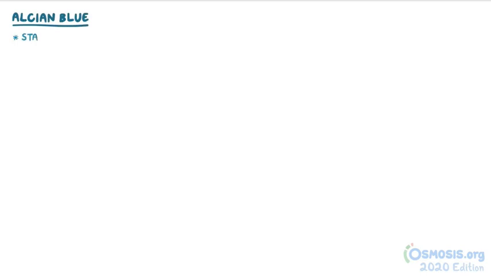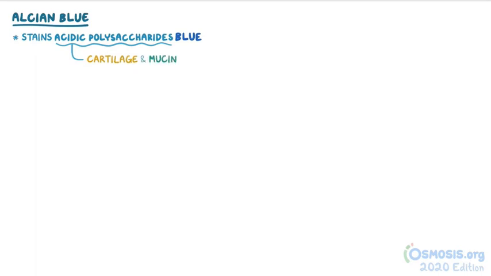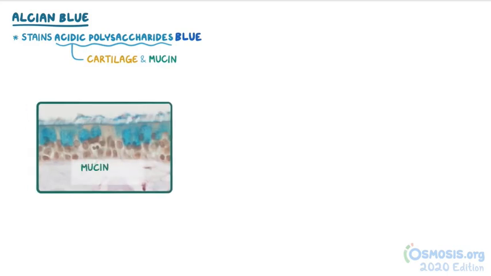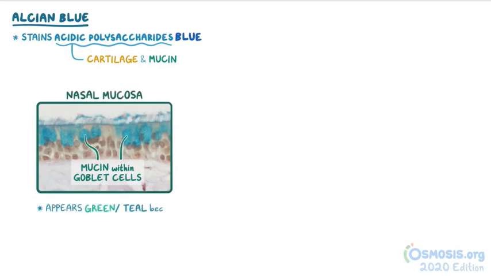Alcian blue stains acidic polysaccharides blue, such as the polysaccharides found in cartilage and certain types of mucin. It's often used along with other stains such as H&E or Van Gieson. The mucin contained within goblet cells can be easily seen in this image of the nasal mucosa, although the stain appears almost green or teal because Van Gieson was also used to stain the tissue, making it easier to see the tissue surrounding the goblet cells.